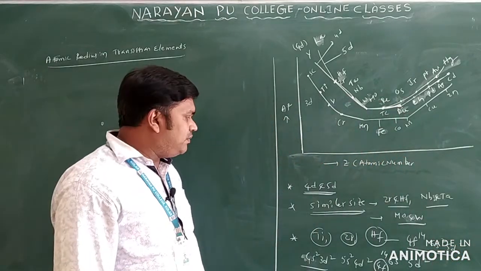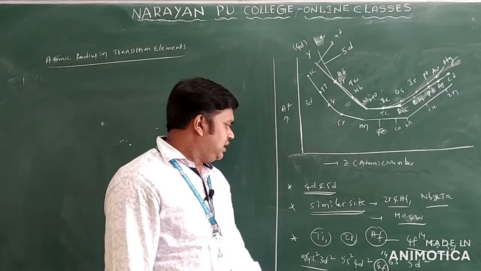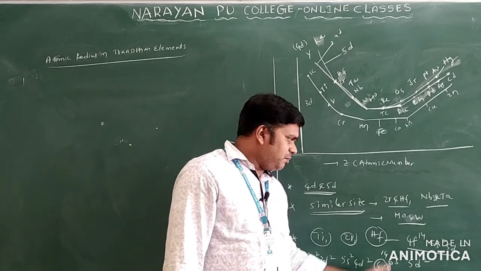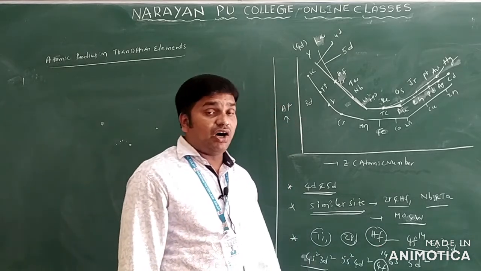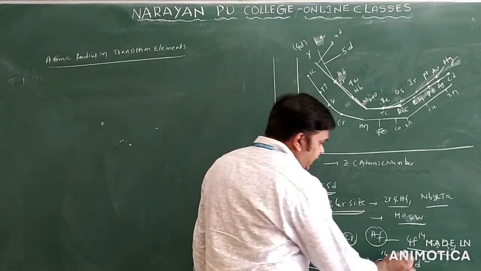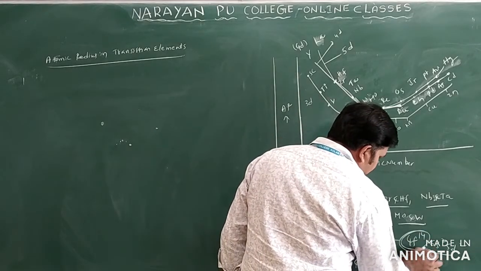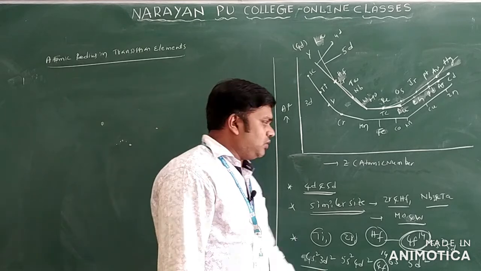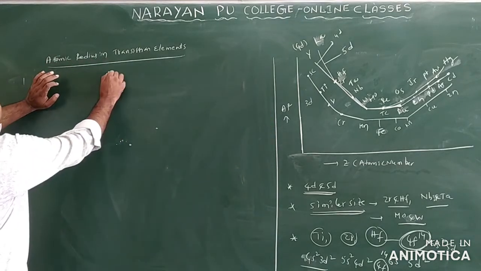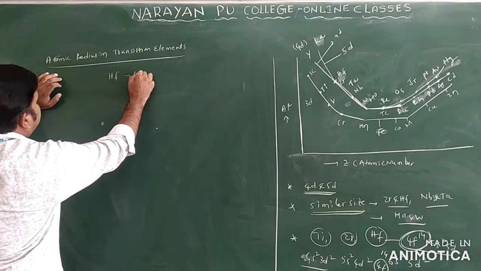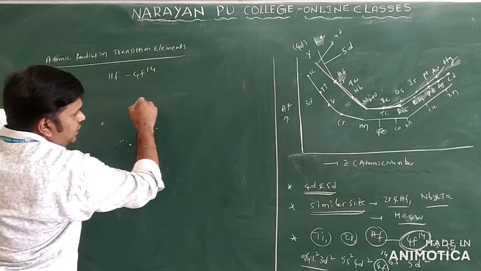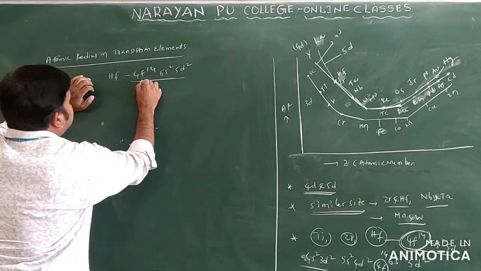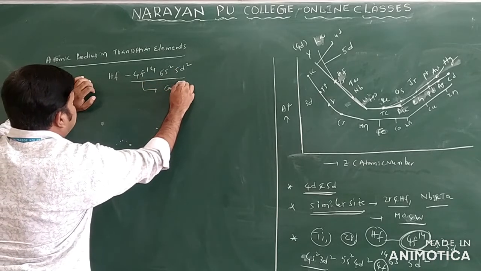Come to these three elements: sorry, in titanium we have a d orbital, and in zirconium a d orbital is there. But in the case of hafnium, what orbital is entering? The f orbital enters, but this f orbital is completely filled. If we take the hafnium configuration again, I am writing here hafnium: 4f14, 6s2 and 5d2 only. This f14 is completely filled.